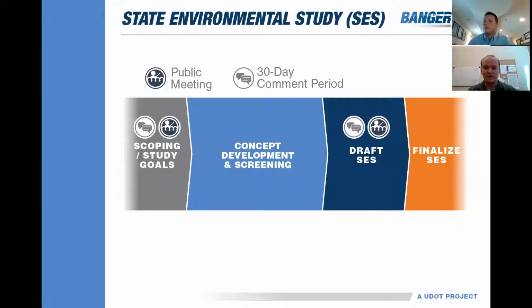But make sure to visit our website, udot.utah.gov/Bangerter4700South, and sign up for any updates if you haven't already, to make sure that you're receiving the latest and greatest information. As always, feel free to reach out to our team at any point throughout the process. We do want to hear from you.